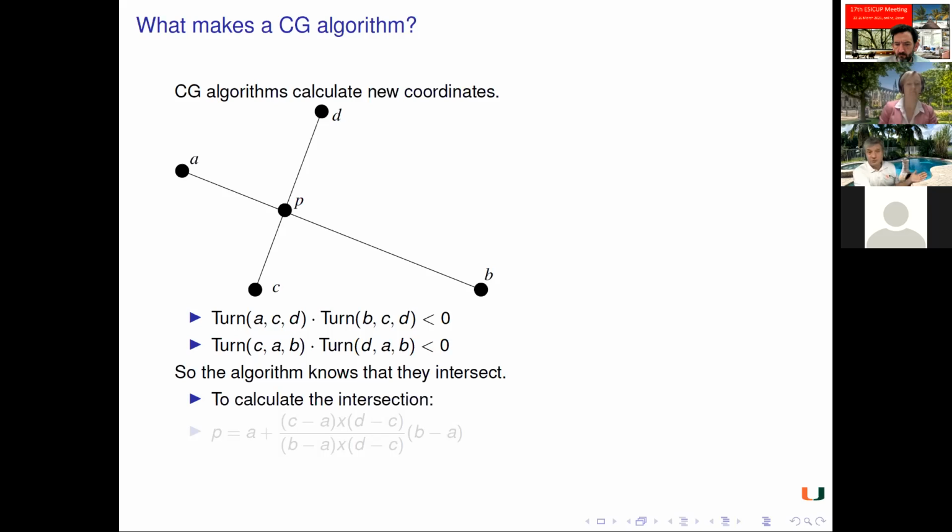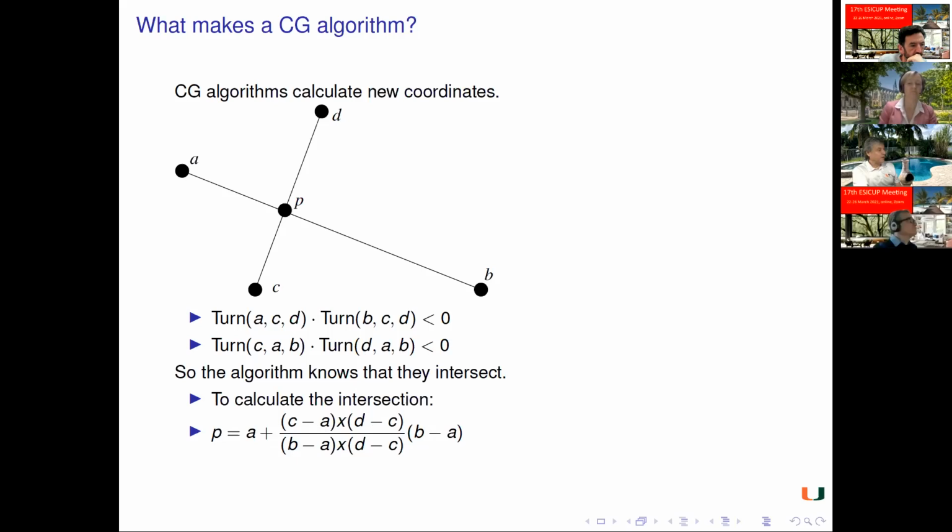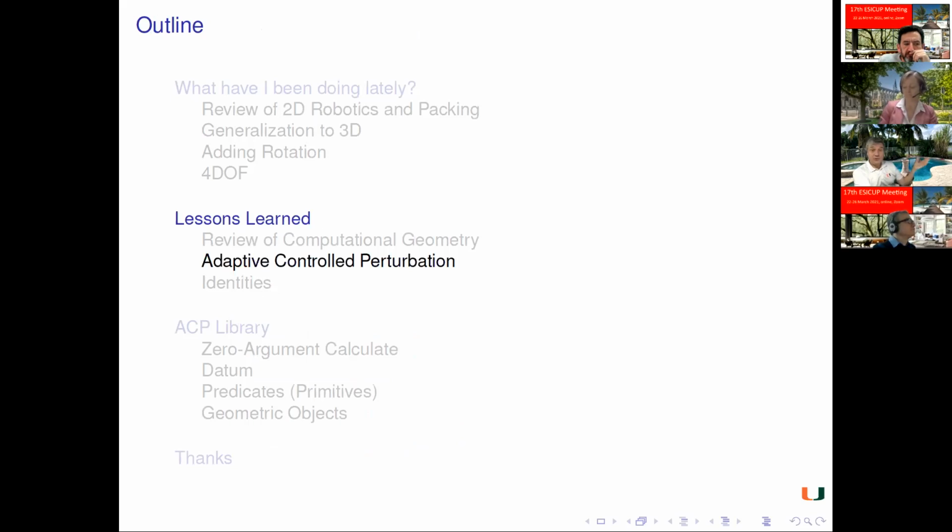You wouldn't want to calculate it if the two line segments were parallel, for instance. So you can calculate the intersection. It's a rational function, and it uses cross products and so forth. It's A plus something times B minus A, and that scalar is a ratio of two cross products. But the point is that it's a rational function of your original inputs. So that's what computational geometry is about: evaluating predicates to make decisions, and then once you've made the decision, using them to calculate new points or other quantities, planes, what have you.